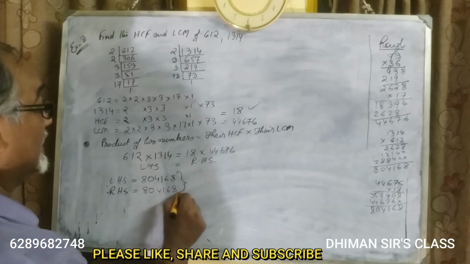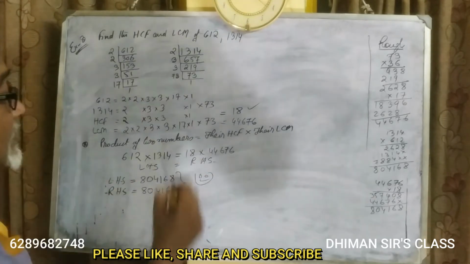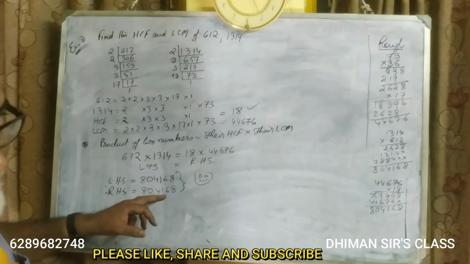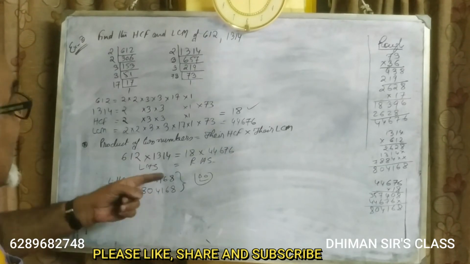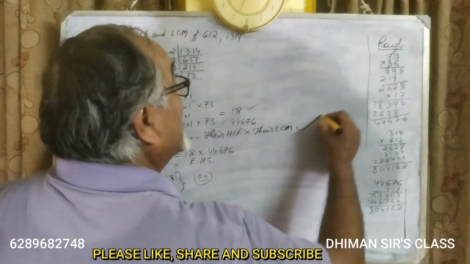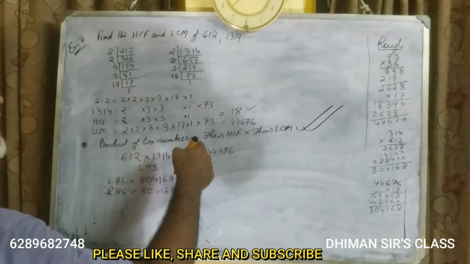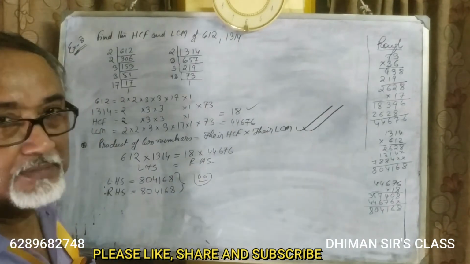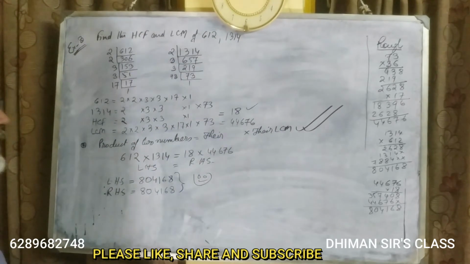804168. See students, are they tallying? They're tallying. Aren't they? Yes, they are tallying. So we can say that the product of two numbers is equal to their HCF into their LCM. Clear, students? Sure. Pause the video and copy it.